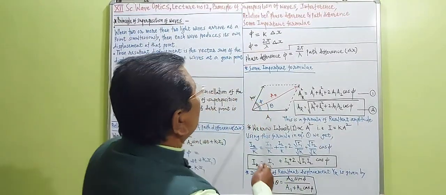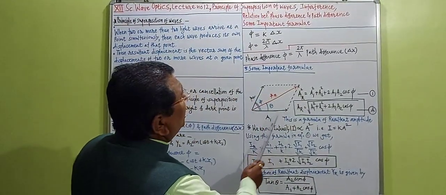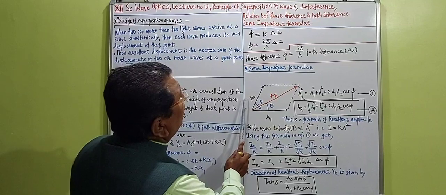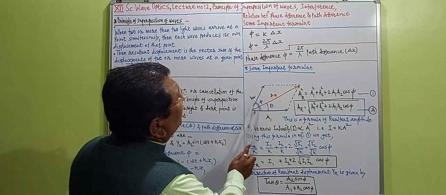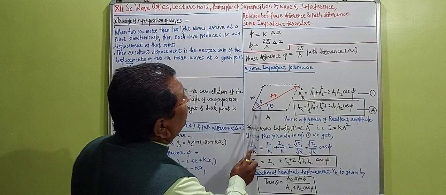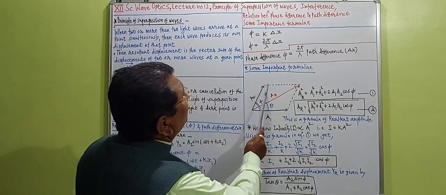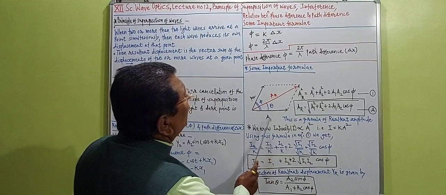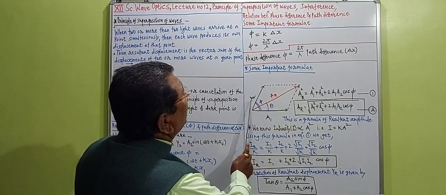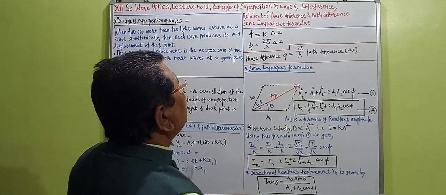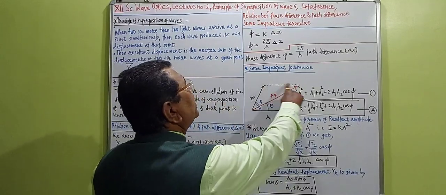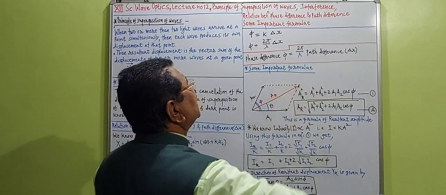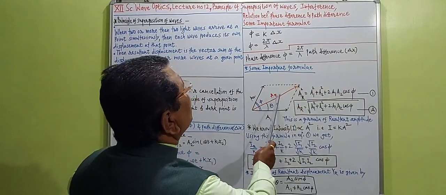See here. This is the amplitude A1 of the first wave. This is the amplitude A2 of the second wave, and the phase difference between the two waves is phi. So this is one wave, this is another wave having amplitude A2, and we get the resultant amplitude AR. So complete a parallelogram like this, and this red arrow shows the resultant amplitude AR.